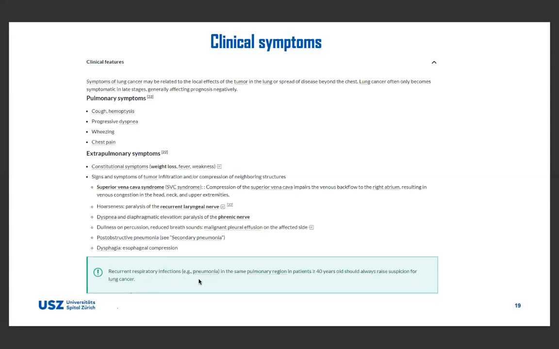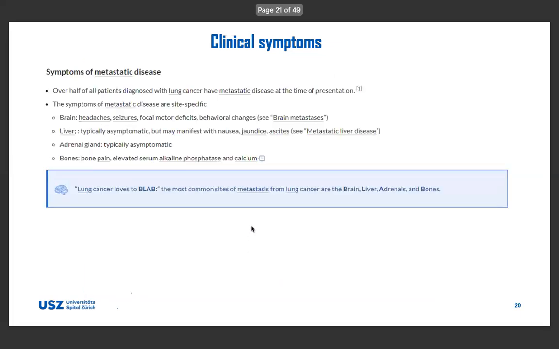Recurrent respiratory infections, for example, pneumonia in the same region of the patients. And if the patient is below 40 years old, you should always be suspicious of lung cancer. If the patients come with the same symptoms, if they're quite young and maybe smoke, think always that it could be lung cancer. So these were the symptoms if the disease is more or less local. So if it's within the lung or within the thorax.